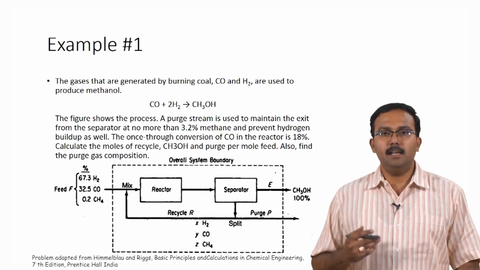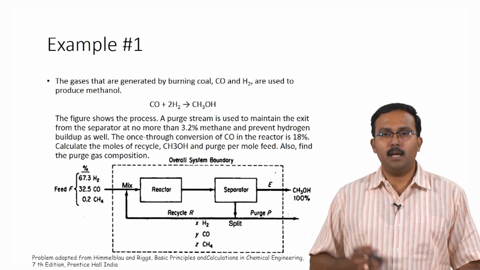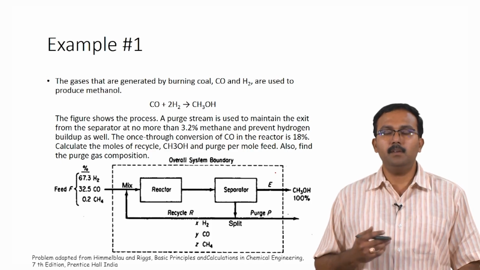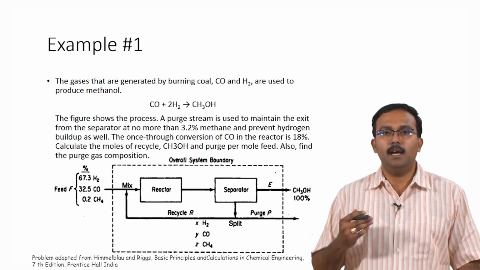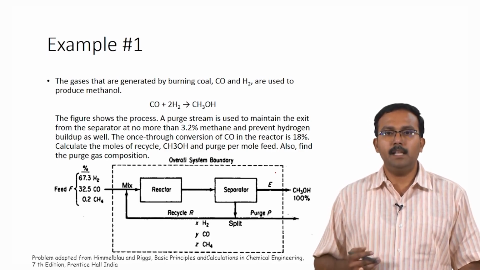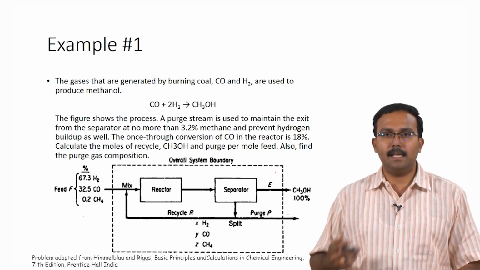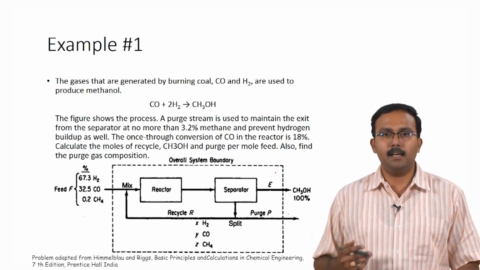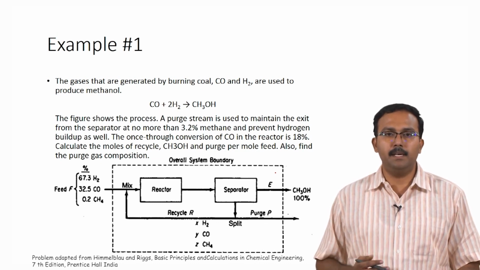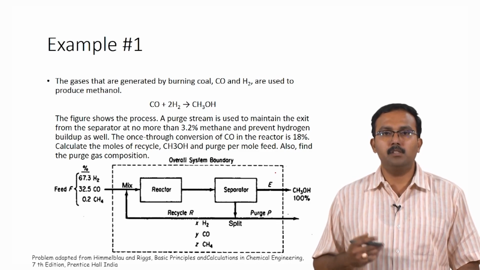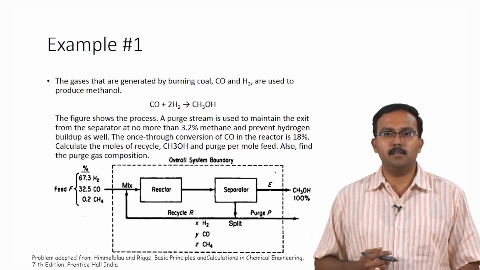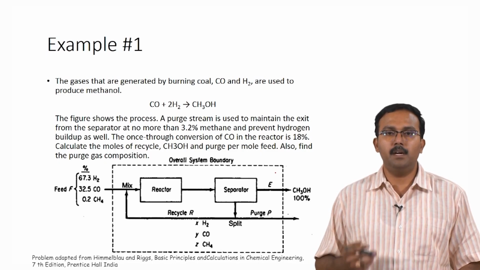So the gases generated by burning coal, which are carbon monoxide and hydrogen, are used to produce methanol, and the reaction is given. The figure shown here shows the process, and a purge stream here is used to maintain that the exit concentration of methane is only 3.2% and does not exceed that. This also prevents hydrogen buildup. The once through conversion of carbon monoxide in the reactor is 18%, and you are asked to calculate the moles of recycle, methanol and purge per mole of feed which is sent into the system. Also you are asked to calculate the purge gas composition.